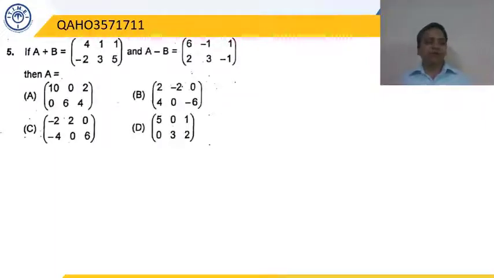Now we move to question 5 of handout 1711. It says if A plus B is a 2 by 3 matrix and A minus B is again a 2 by 3 matrix, the question asks us what is the value of matrix A. We have to use these two pieces of information to get the value of matrix A, and then select the choice from the options.